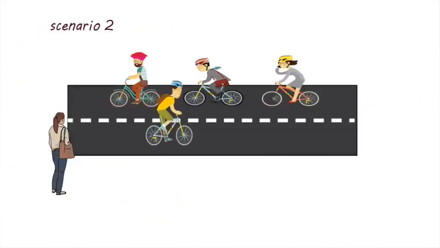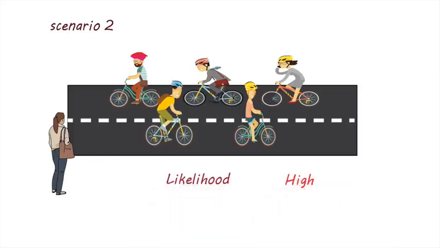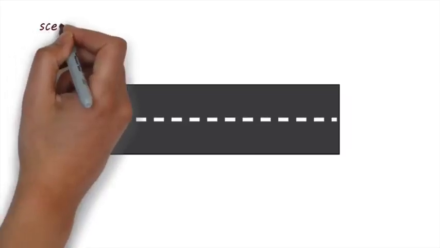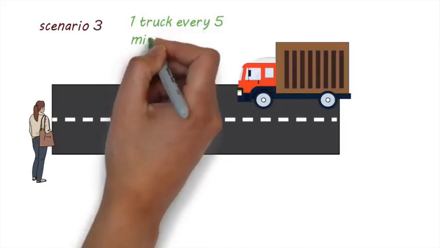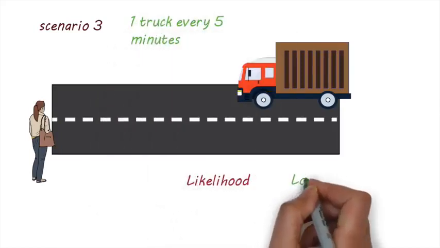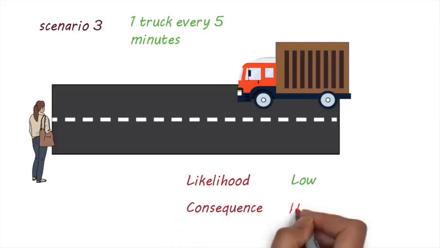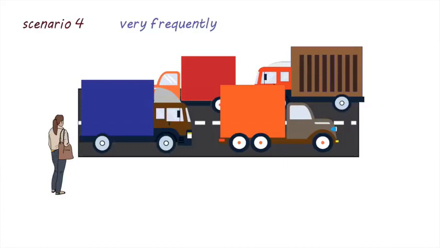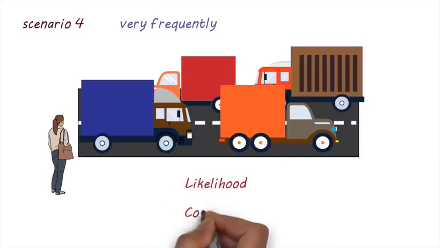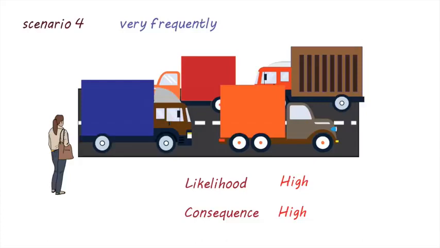Now, obviously, if there are bicycles traveling more frequently, the likelihood of a crash would be higher. But the consequence, if a bicycle did crash into you, would still be low. But what if things were different? Let's change that bicycle to a truck. Now, with a truck passing every 5 minutes, the likelihood of a crash would still be low. However, the consequence is far more severe. Now, imagine if it was a busy truck route and trucks were going on this road very frequently. In this scenario, both the likelihood of a crash and the consequence will be high, which means that the overall risk would be high. You wouldn't even consider crossing this road, right?